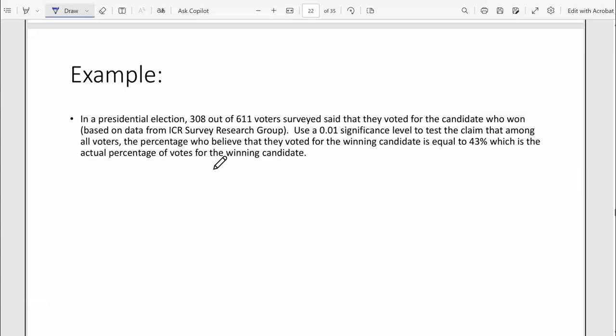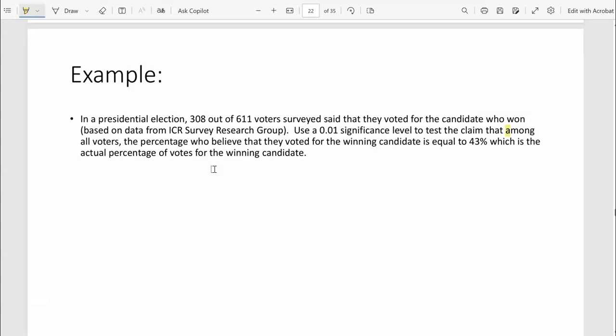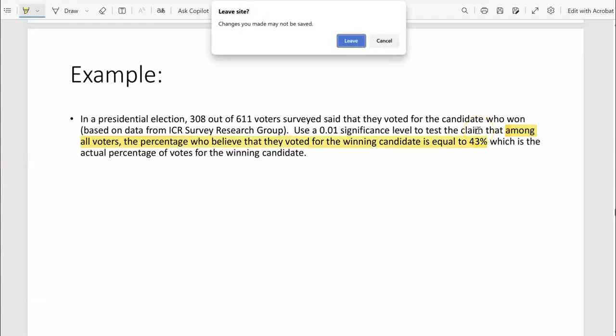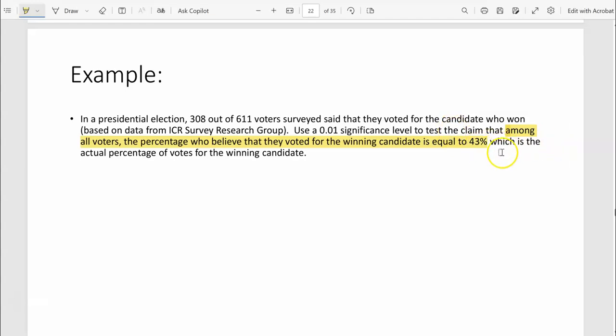In a presidential election, we had 308 out of 611 voters surveyed who said they voted for the candidate who won. Use a 0.01 significance level to test the claim that among all voters, the percentage who believe they voted for the winning candidate is equal to 43%. And that was the actual percentage who voted for the winning candidate.